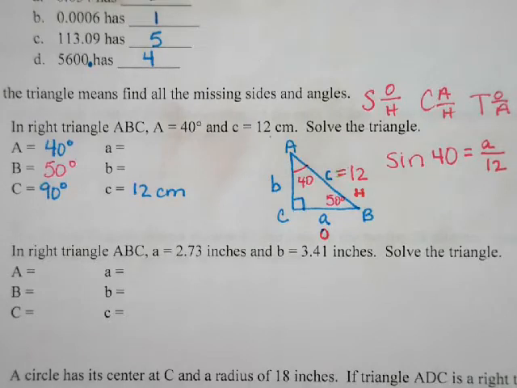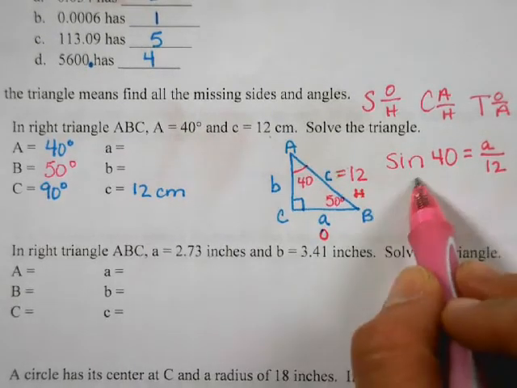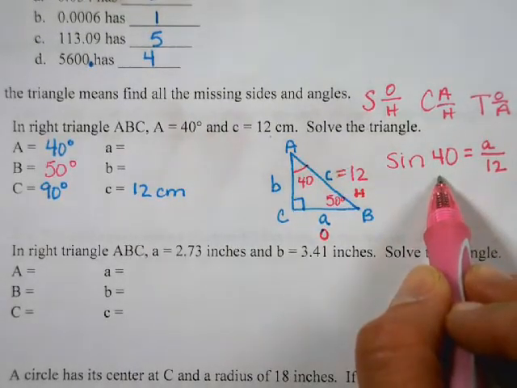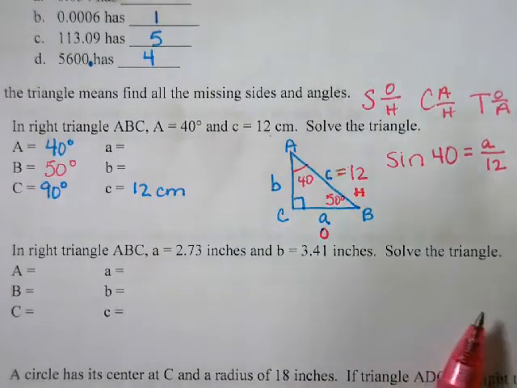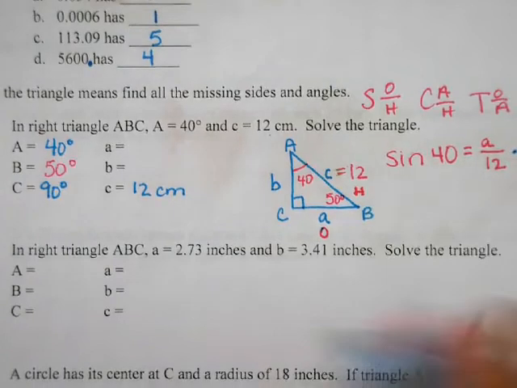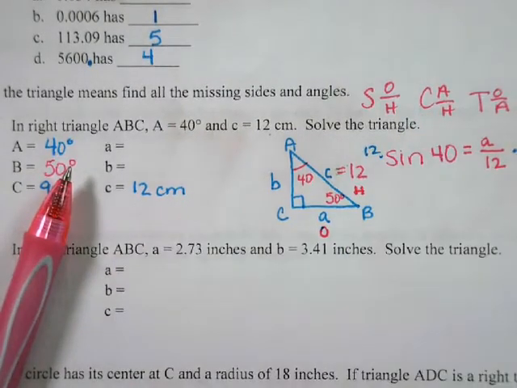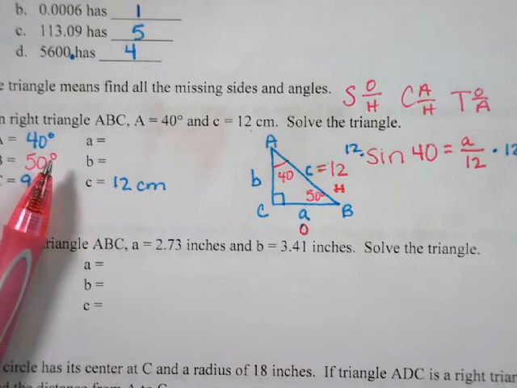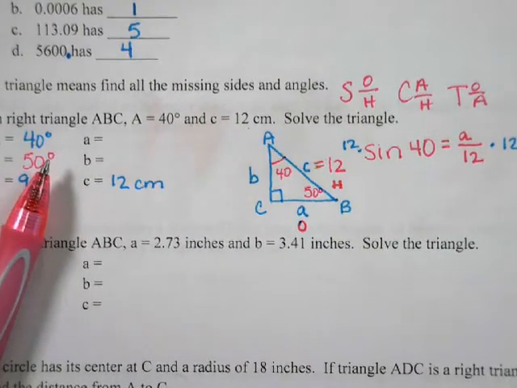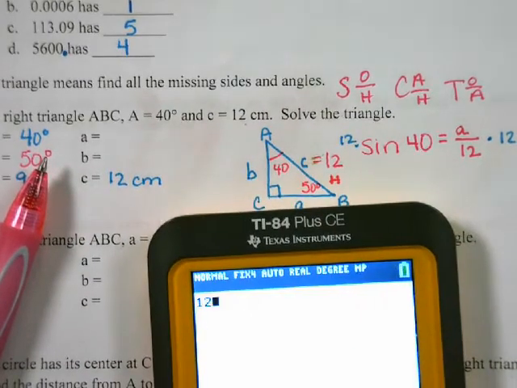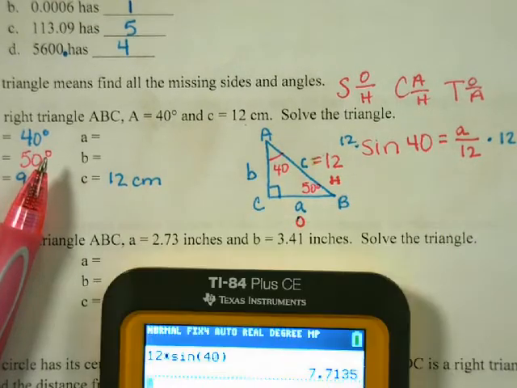All right, how do I solve that guy? You find out what sine of 40 is. Okay, sine of 40 I can put in my calculator, right? Then what would I do? Opposite over hypotenuse. Multiply by 12, right? So I can take 12 times the sine of 40, and that'll give me A. You can do it all at once in your calculator if you want.